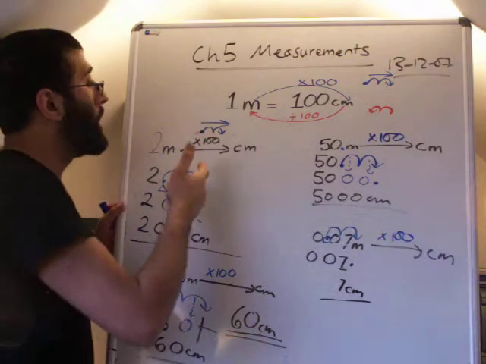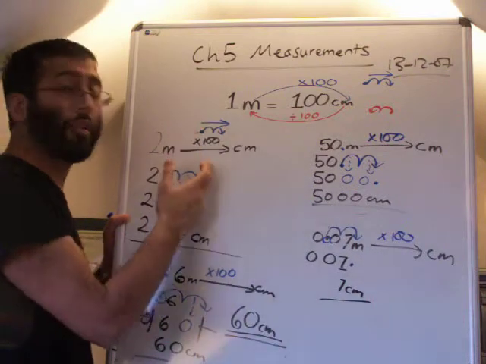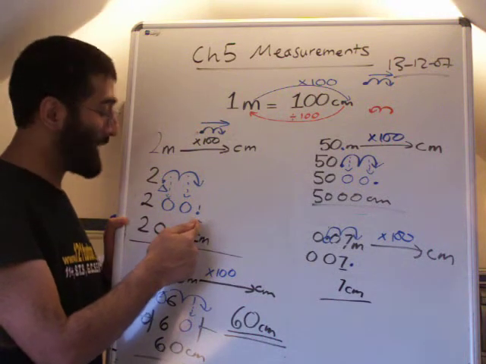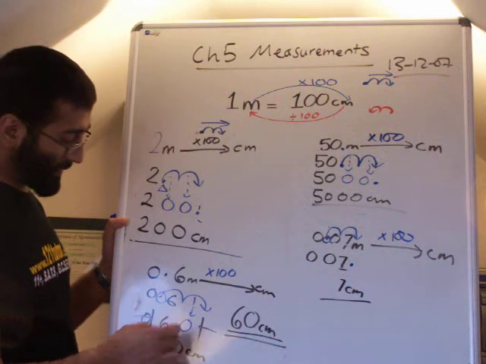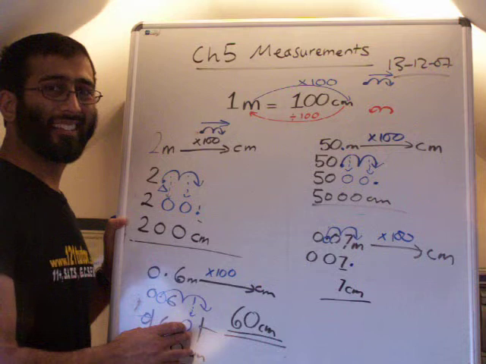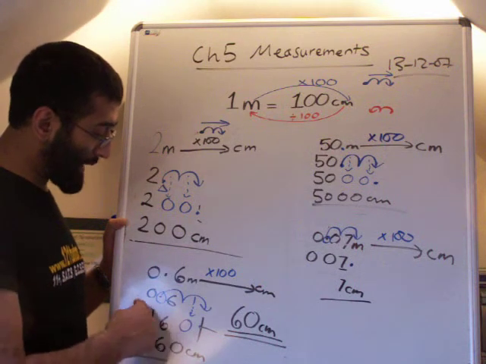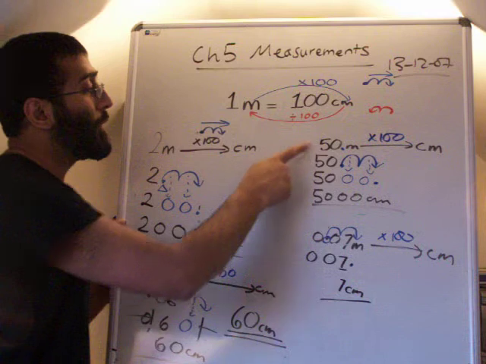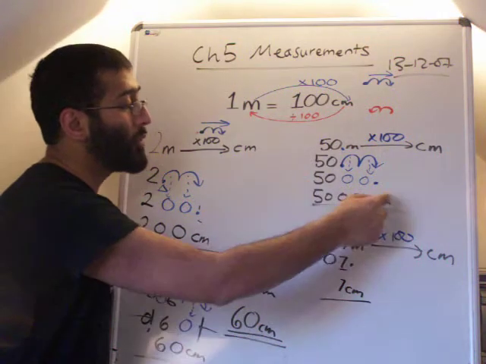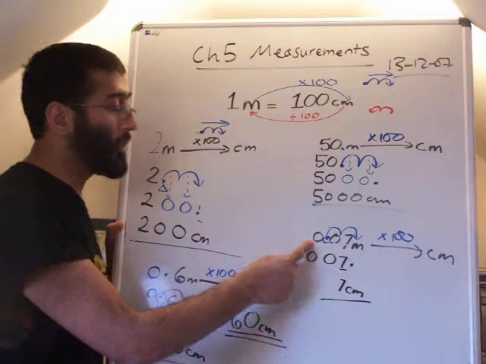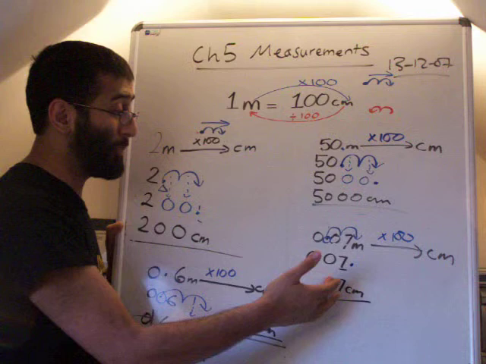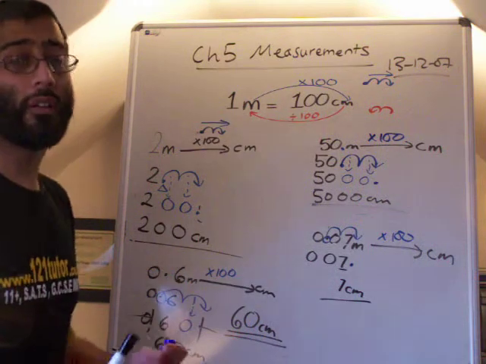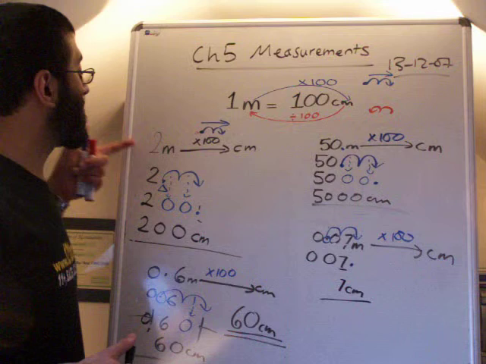So not only do we need to know which direction we need to move it in, are we multiplying by 100 or dividing by 100, we also need to know how to interpret the answer. Because 200 point, you're not giving that as the answer, it's just 200. 0.60, again, that's not the answer. When that gets multiplied by 100, it'll be 060, which is simply 60 centimeters. 50 meters becomes 5,000 point, which is really 5,000. 0.07 meter becomes 007 point, which is simply 7. So there are 4 examples covering all the different styles of questions you might get in this kind of question, changing meters to centimeters.